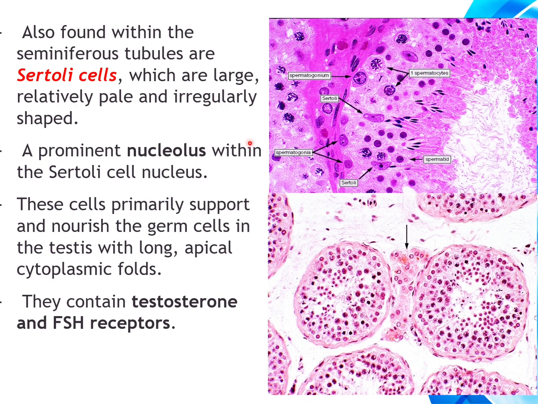Also found within the seminiferous tubules are the large Sertoli cells, also called the sustentacular cells or supporting cells. These are large cells, relatively pale staining and irregularly shaped, having a prominent nucleolus within the Sertoli cell nuclei. These cells primarily support and nourish the germ cells in the testes with long apical cytoplasmic folds. They contain testosterone and FSH receptors.